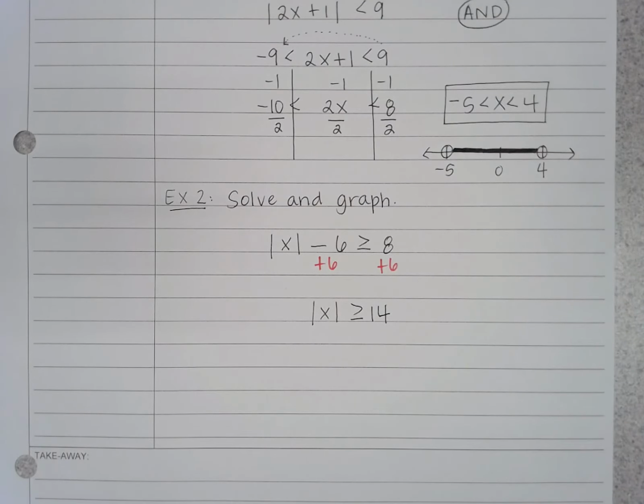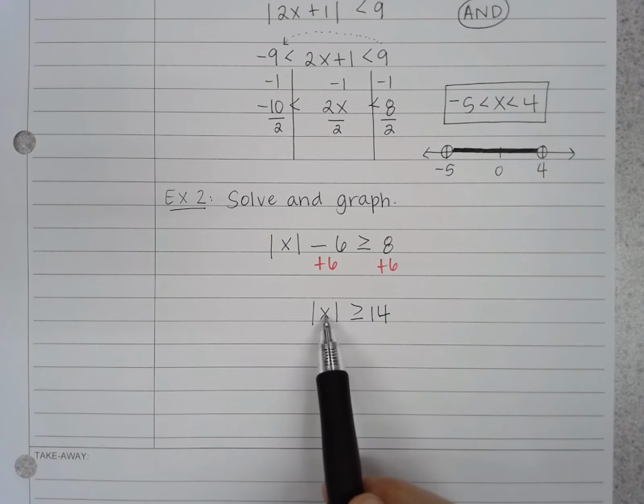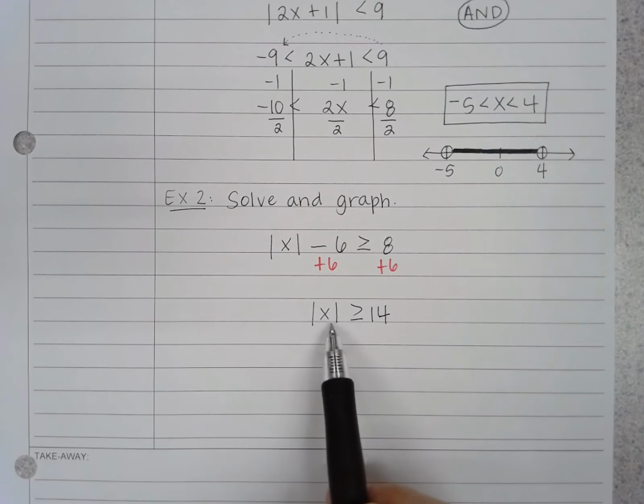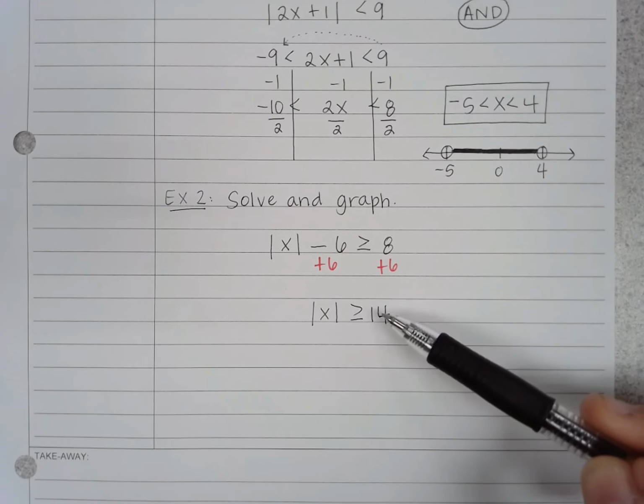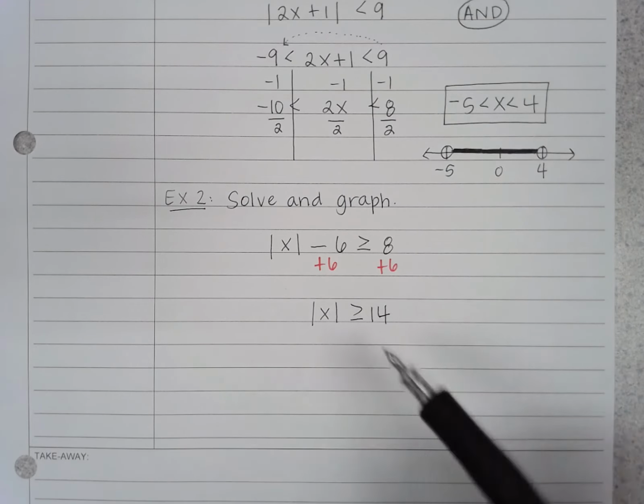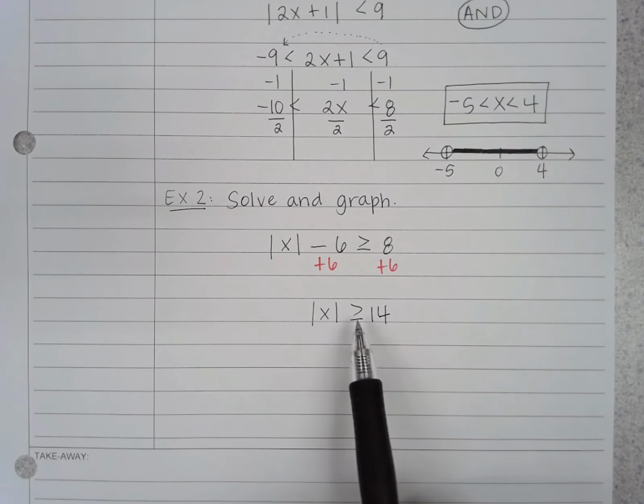So this is where I have to stop and recognize that this question is different than when I solved this when it had an equal sign, because this says that the distance the number is away from 0, that's what absolute value means, has to be bigger than or equal to 14. So this question has to be at least 14 away from 0. That can happen both in the positive direction and in the negative direction. Whenever you see a greater than symbol, that's your outside absolute value or your outside inequality. It has to be at least a certain distance away from 0.